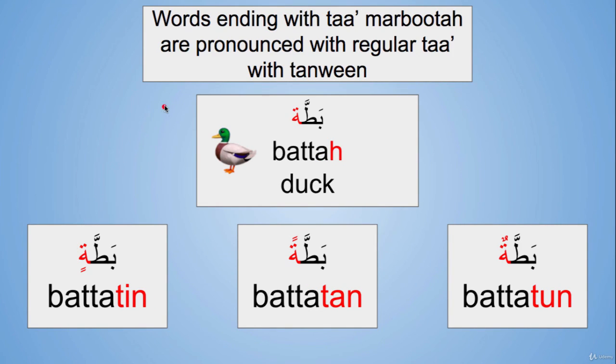And one little important piece of information is that when you have ta' marbuta and a tanween is applied to it, you'll find that the ta' marbuta is converted to a normal ta'. For example, the word batta, which means duck, when it has tanween with dhamma, is pronounced as battatun. When it has tanween with fatha, it is pronounced as battatan. And when it has tanween with kasra, it sounds as battatin. So that's it about tanween, which is important to know when you are reading Arabic, to know how to pronounce this particular diacritic.